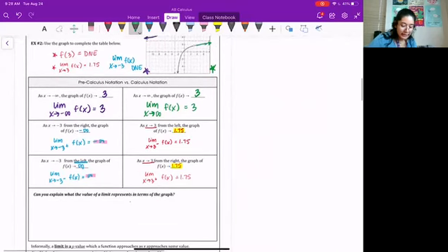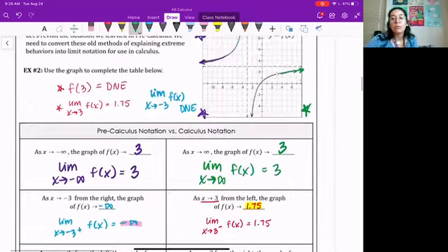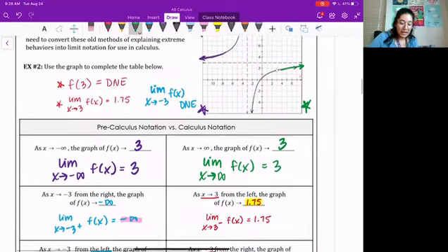Okay, so down here at the bottom it says, can you explain what the value of a limit represents in terms of the graph? Okay, so think about the two that we just did. Our answer was positive 3. What was positive 3? Where did we get that from? That was that asymptote. Okay, so as x approaches infinity, or as x approaches negative infinity, my function is approaching some y value. That y value is going to be the limit.